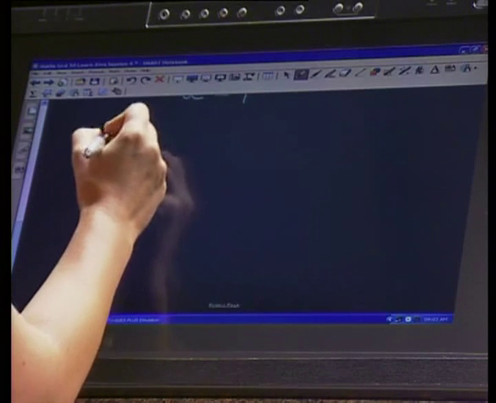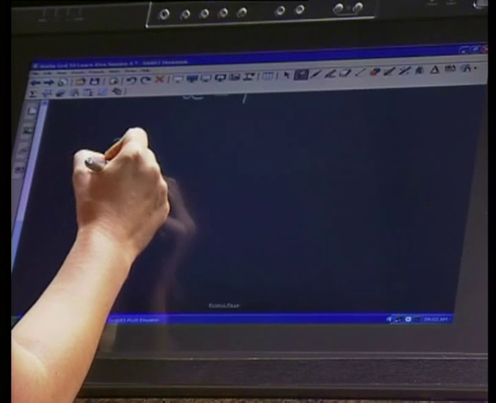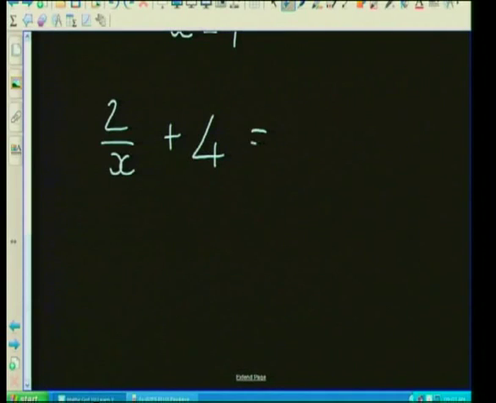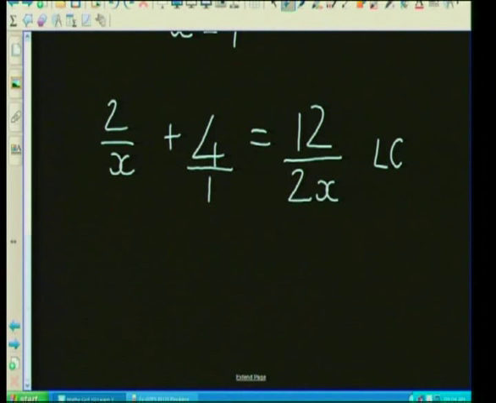So we have the equation 2 over x plus 4 is equal to 12 over 2x. Now 4 is the only number over here without a denominator, so I'm going to put it over the denominator of 1. Remember, all whole numbers have a denominator of 1. Our denominators are therefore x, 1 and 2x. Remember, the lowest common denominator is something that everything can go into.